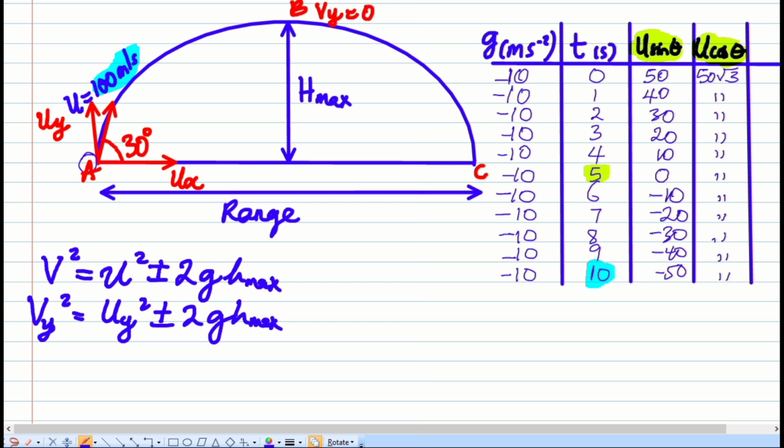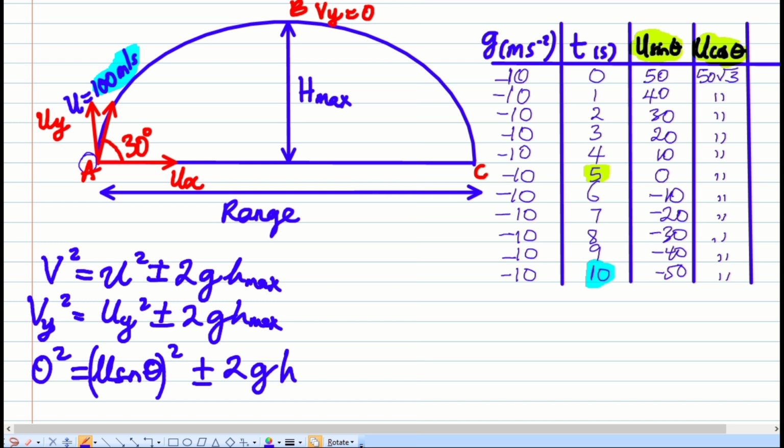So now recall that at the maximum height, which is B, the final velocity is equal to 0. So if you know this, then we can begin to solve. Let's use this formula to derive what the maximum height will be. So we know that the final speed is 0. So 0 squared is equal to the initial speed, which is u sine theta. Remember, uy is u sine theta. So u sine theta squared, that's what we have, plus or minus 2gh, which is the maximum height.